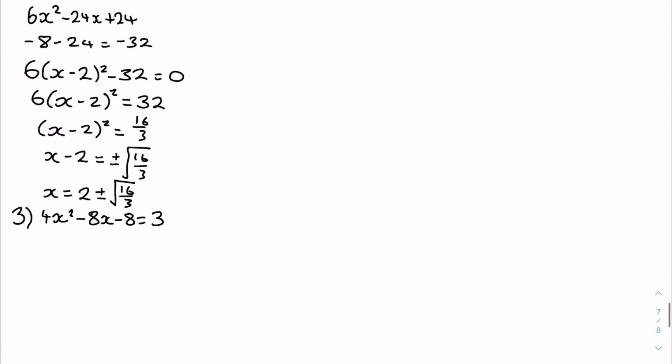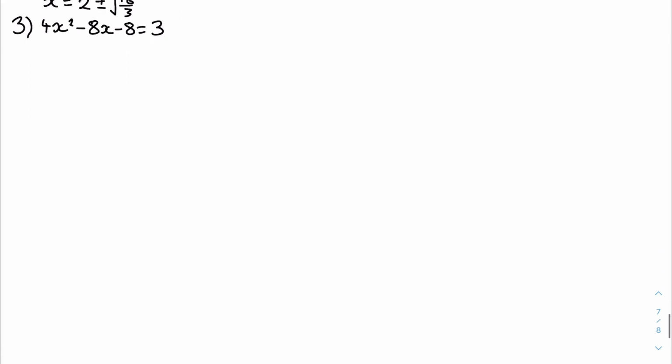Okay? And last but not least, we'll move on to question 3. So here we've got 4x squared minus 8x minus 8 is equal to 3. So like we did just in the last part, we want to get it into the quadratic form first of all. So we're going to minus our 3 across. So we'll now have 4x squared minus 8x minus 11 is all equal to 0.